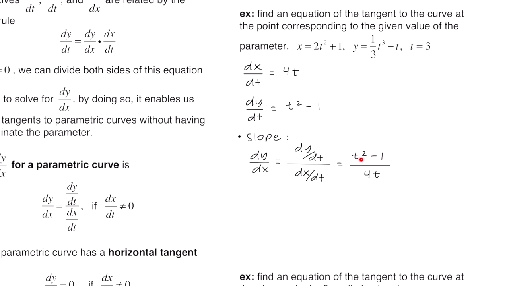So we get that slope is (t² minus 1) over 4t, and now we're going to plug in t equals 3. So we're going to take this 3 and plug it in for t here and here.